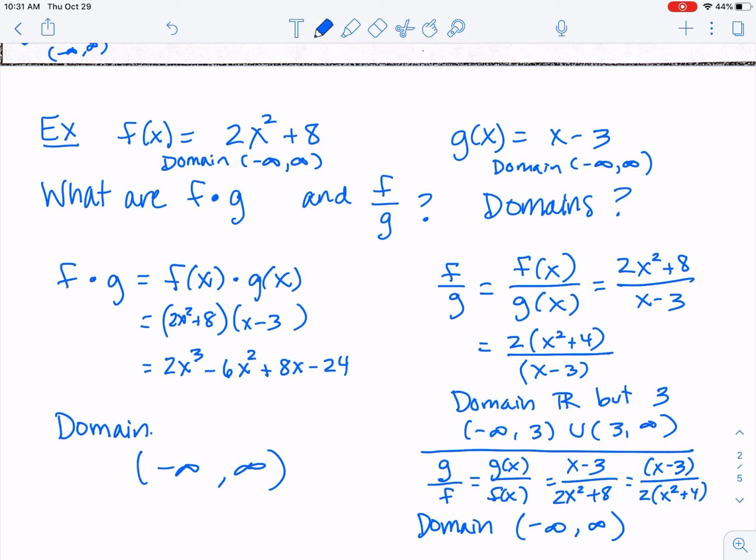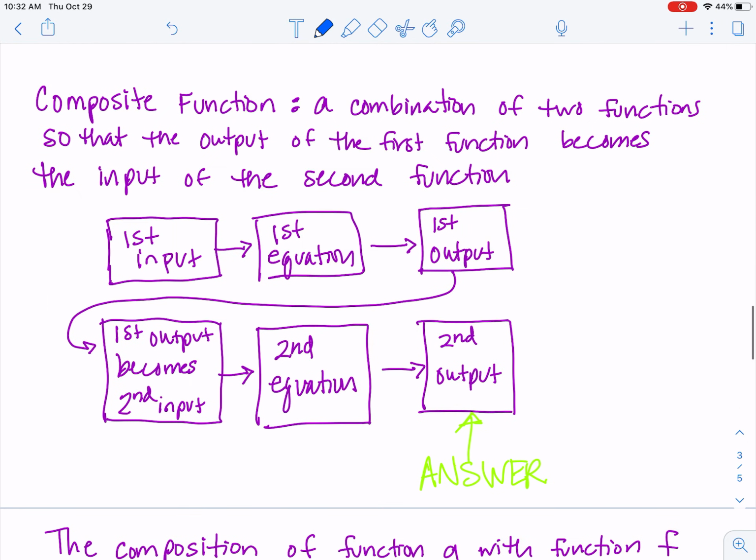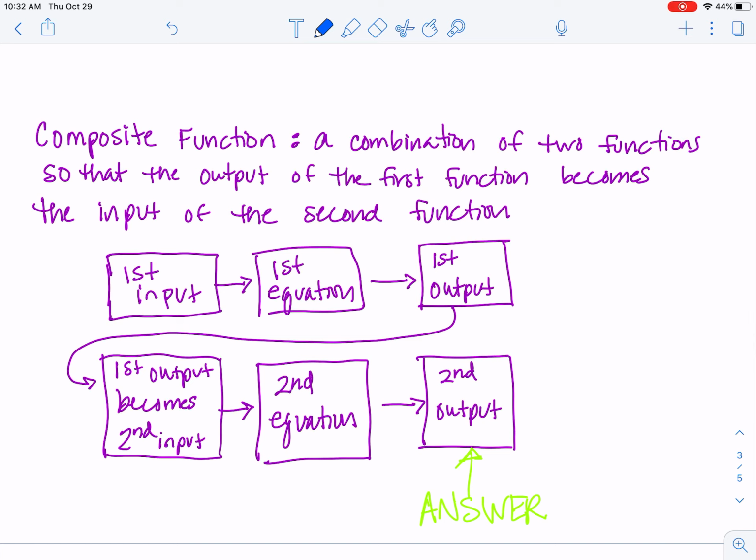Okay, so anytime you've got that fraction, you want to verify the domain by checking the denominator, because that denominator cannot have a value of 0. All right, that's going to lead us to composite functions. A composite function is a combination of two functions so that the output of the first function becomes the input of the second. All right, so I kind of drew a little diagram.